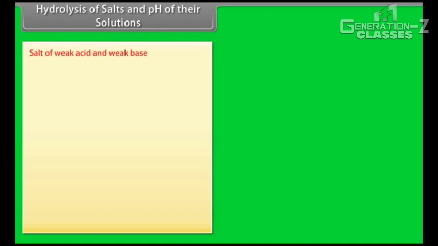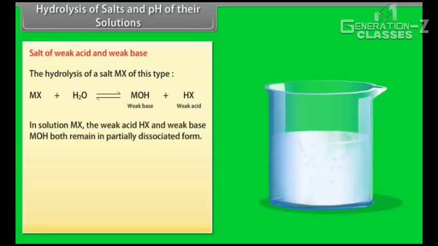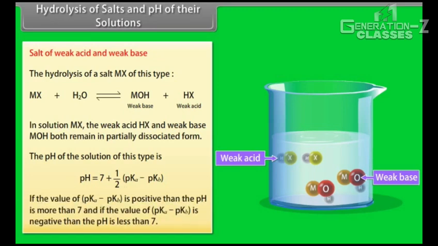Salt of weak acid and weak base. The hydrolysis of a salt MX of this type. In solution MX, the weak acid HX and weak base MOH both remain in partially dissociated form. The pH of the solution of this type is pH = 7 + 1/2 (pKa - pKb). If the value of pKa - pKb is positive, then the pH is more than 7. And if the value of pKa - pKb is negative, then the pH is less than 7.